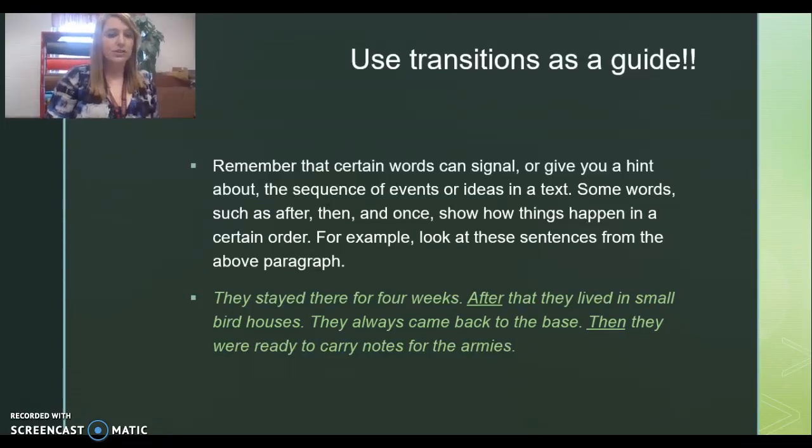So some words, such as after, then, and once, show how things happen. For example, we're going to look at this paragraph below, and I actually did it in my example earlier, just as kind of a point too. But it says they stayed there for 4 weeks. After that, they lived in small bird houses. They always came back to the base. Then they were ready to carry notes for the animals. So after and then let us know that those happened. After, and again, then after that. So it lets us know that they happened after the thing before it.